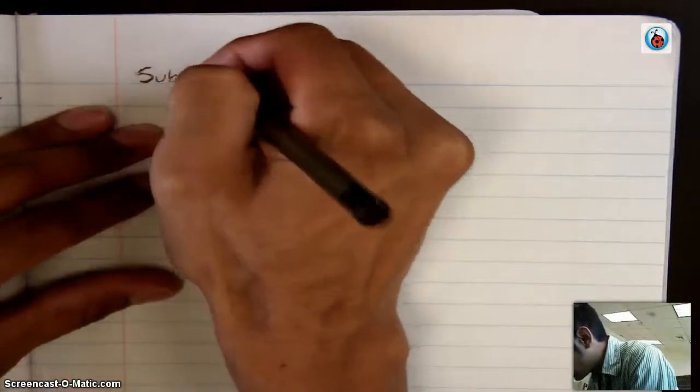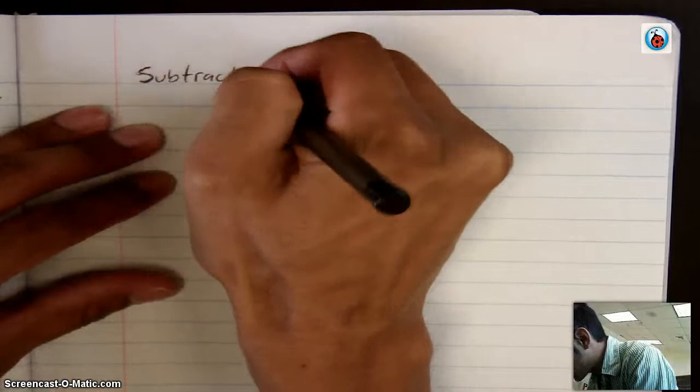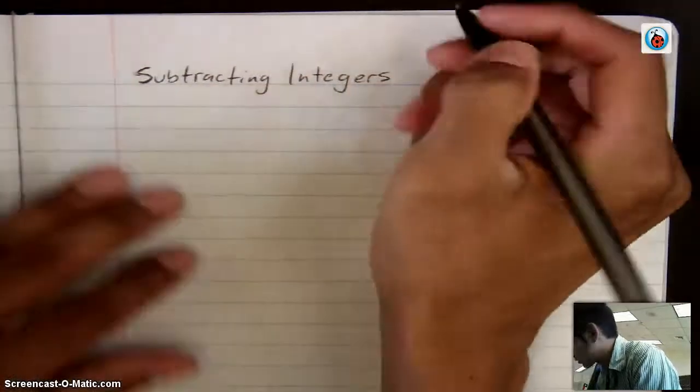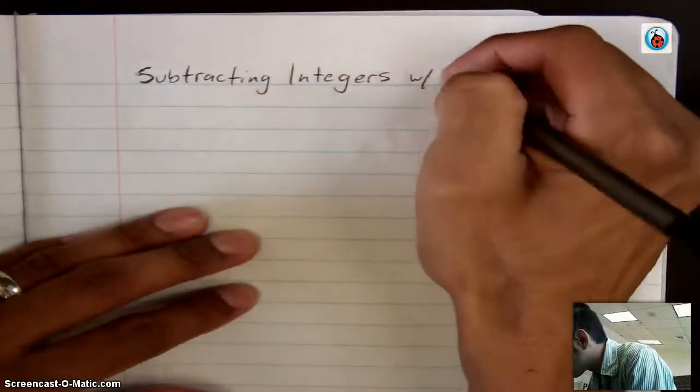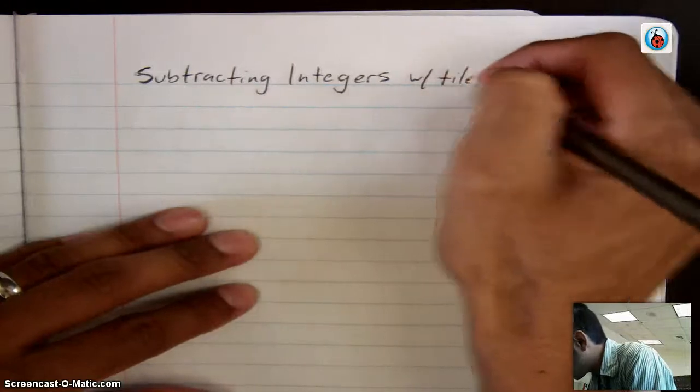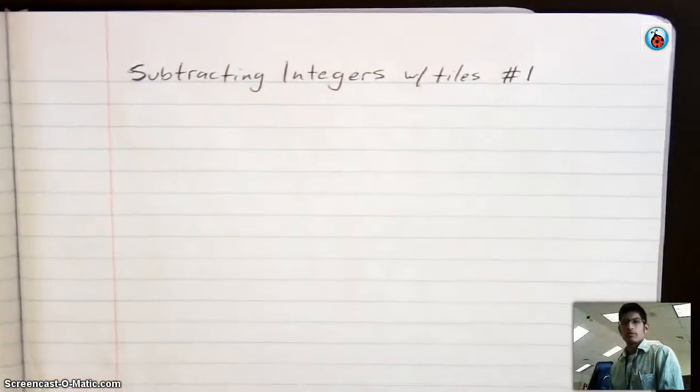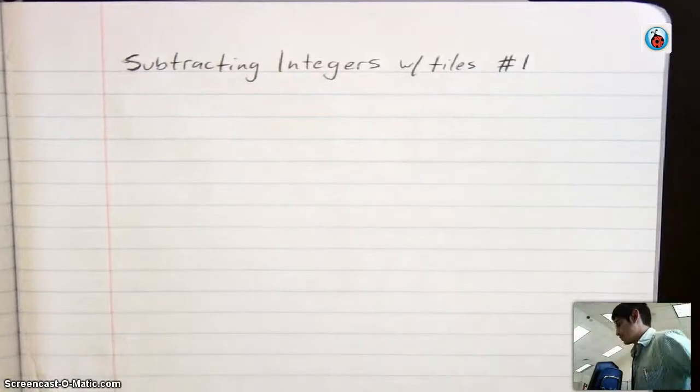is Subtracting Integers with Tiles. And go ahead and put a little number 1 next to it, because there's going to be a part 2 later. This will have to be part 1. We'll kind of get into how we're going to do this.